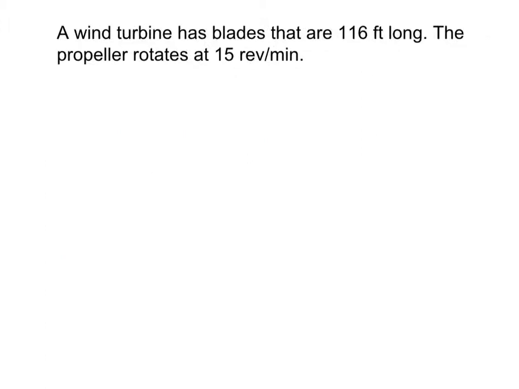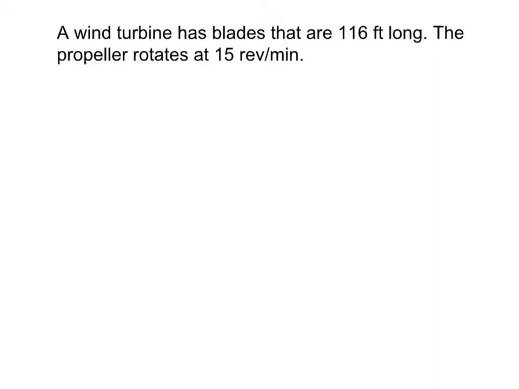Okay, so here is an example where we're going to find both angular and linear velocity, or speed. We have a wind turbine. We have these in Oklahoma. Those are the ones that generate electricity, and they have blades that are 116 feet long. The propeller rotates at 15 revolutions per minute.